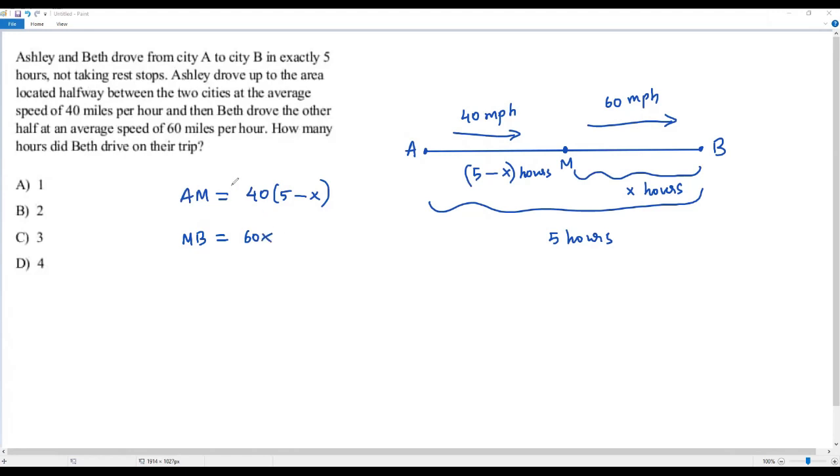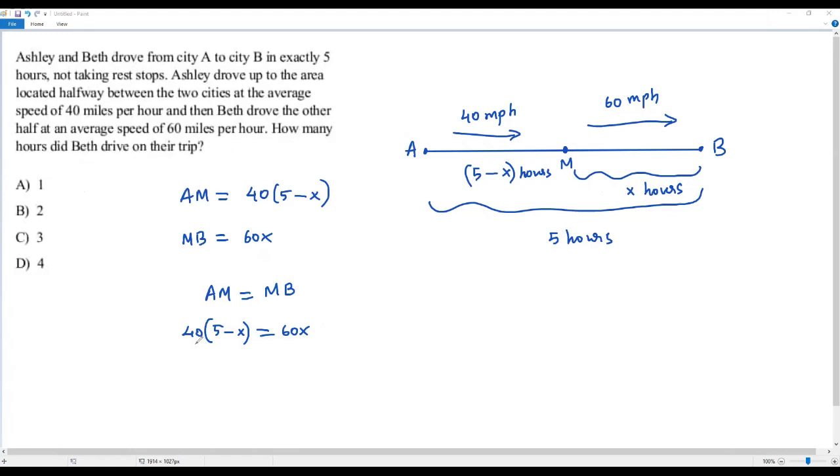Okay, we know that the distance from A to M and the distance from M to B must be equal, because M is the midpoint. This is the first half, this is the second half. So this stuff and this stuff must be equal. That is, the distance from A to M and the distance from M to B must be equal. That is 40 times (5 minus X) equals 60X. Okay, now we have to solve for X in this equation, which represents the number of hours, that is the time taken by Beth to drive this trip.